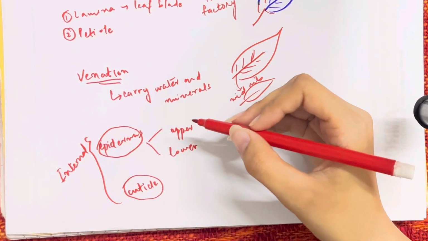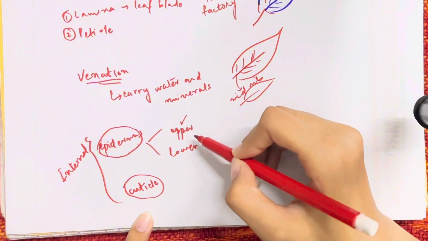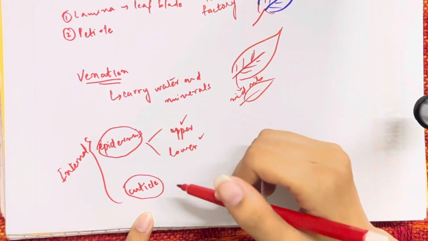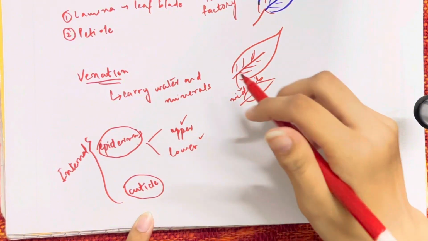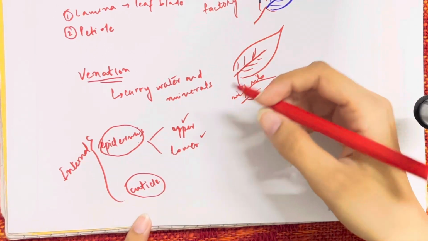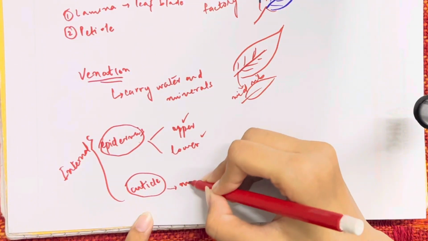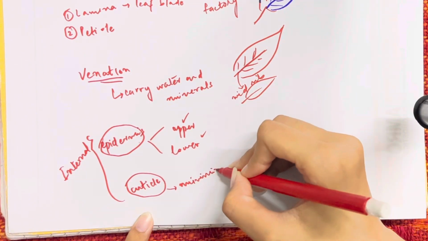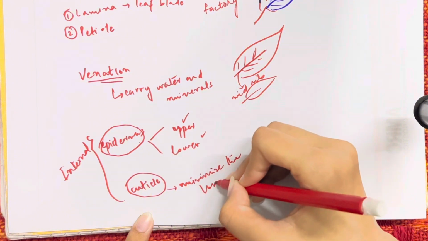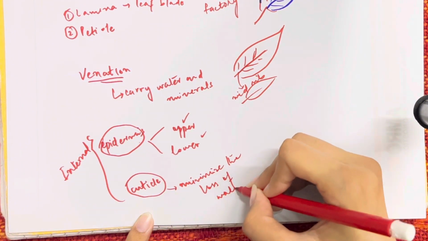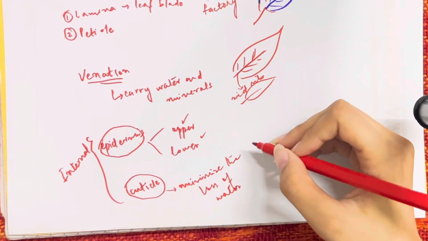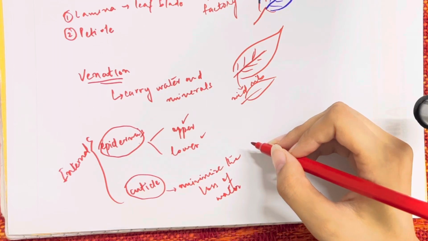So the internal structure of a leaf consists of the epidermis, which contains the upper and the lower part, and it has a cuticle with a waxy covering over it, which minimizes the loss of water. Its purpose is to minimize the loss of water. These are the two structures. Besides these two, we need to talk about the mesophyll cells.